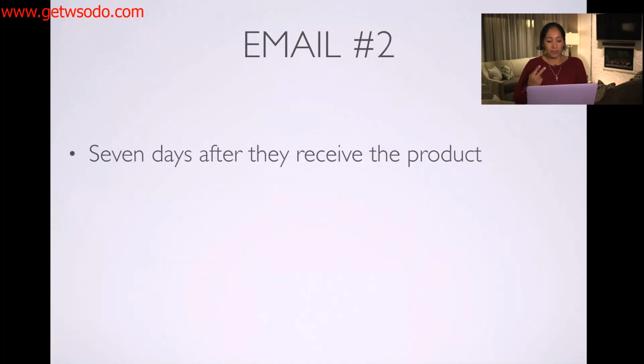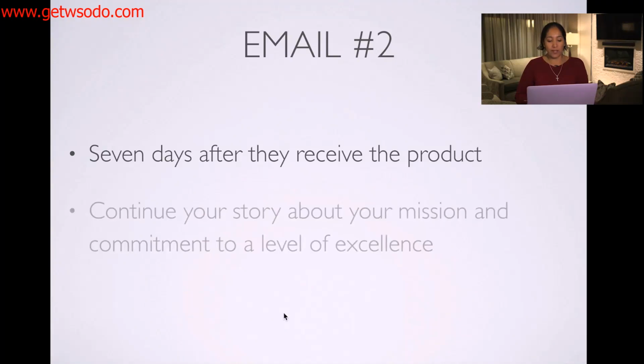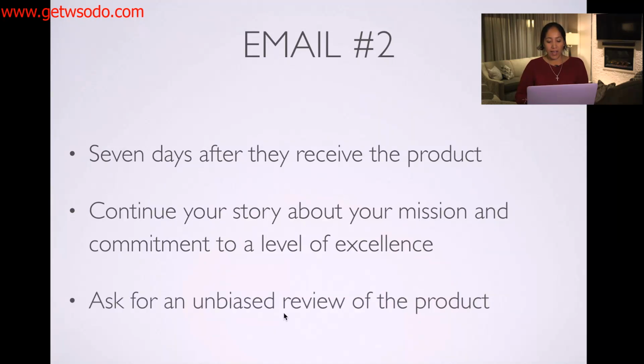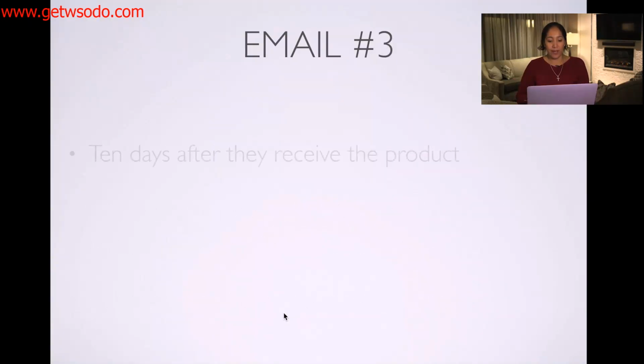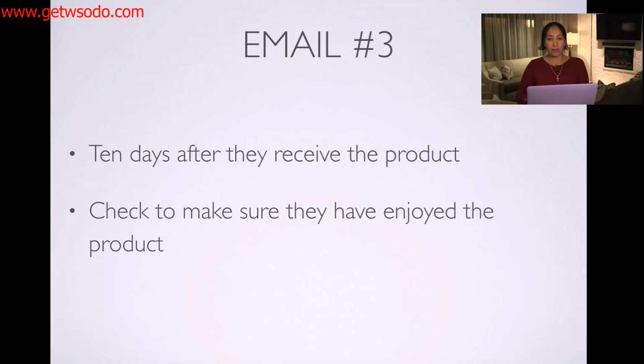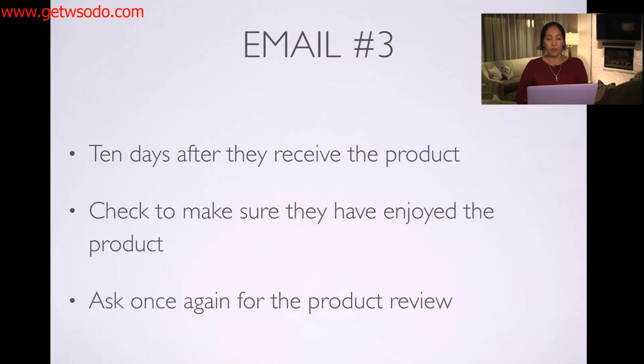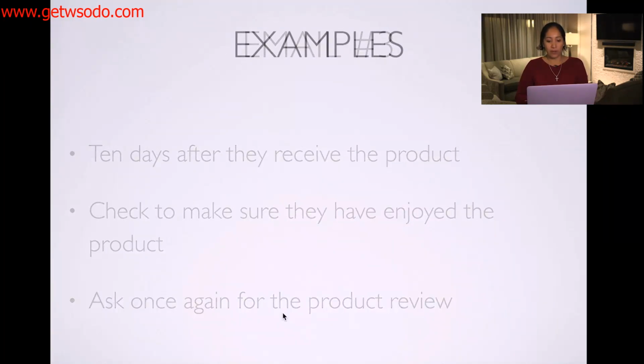Email 2 is usually sent out 7 days after they receive the product, and I continue with the story and or our mission and commitment to a level of excellence. And I ask for an unbiased review of the product or an unbiased seller feedback. And then finally, email 3 is 10 days after they receive the product. I check to make sure they enjoyed the product, and again, ask for the product review and or seller feedback.